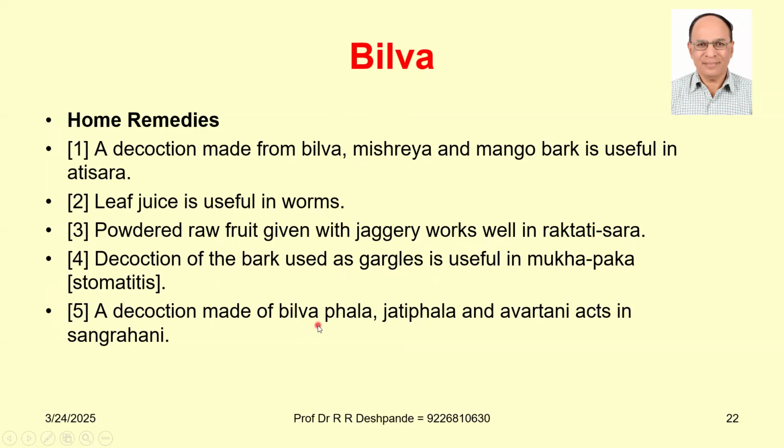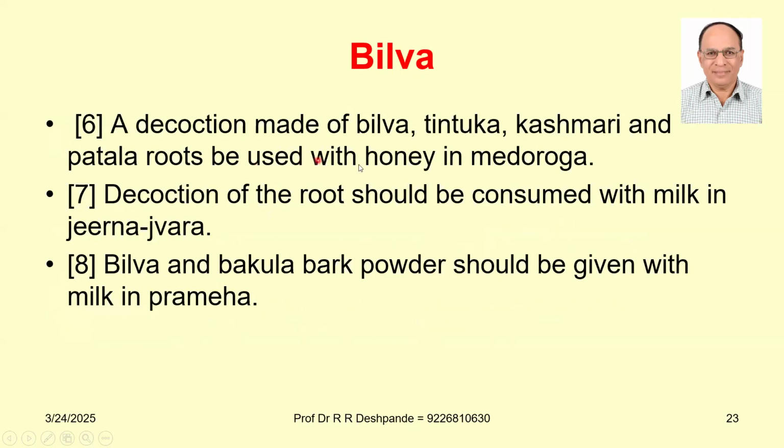A decoction made of Bilva Phala, Jati Phala, and Avartani acts in Sangrahani, that is like irritable bowel syndrome. A decoction made of Bilva, Tintuk, Kashmiri, and Patala roots is also used with honey in Medoroga, that is obesity. Decoction of root should be consumed with milk in Jirna Jvara, that is chronic fever, like for example typhoid or the PUO, that is pyrexia of unknown origin. Bilva and Bakula bark powder should be given with milk in diabetes.